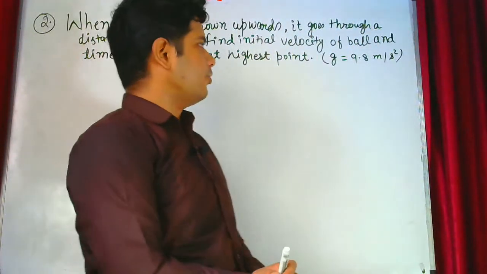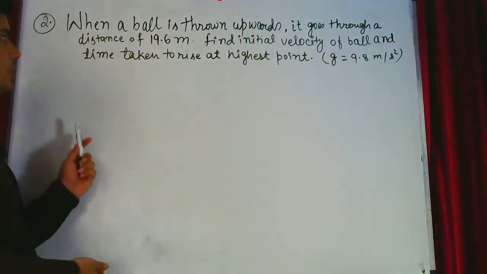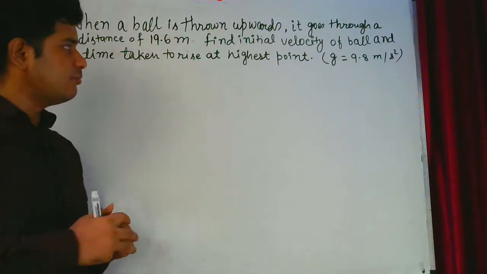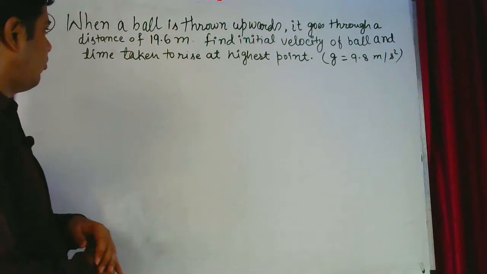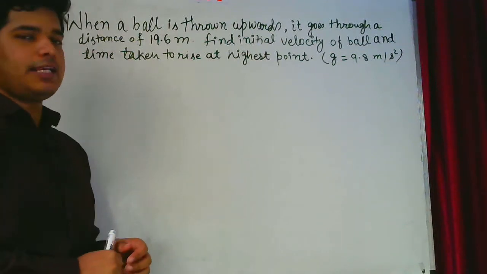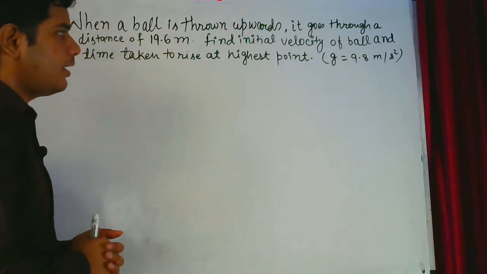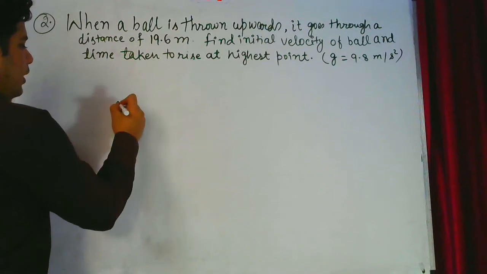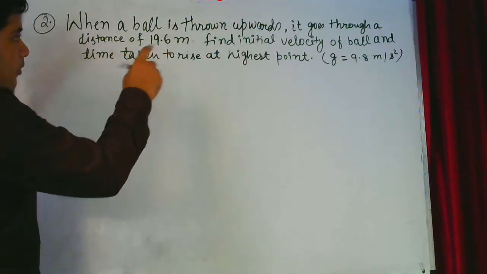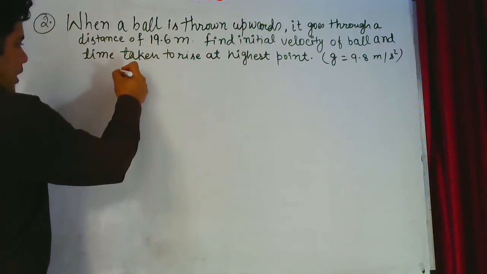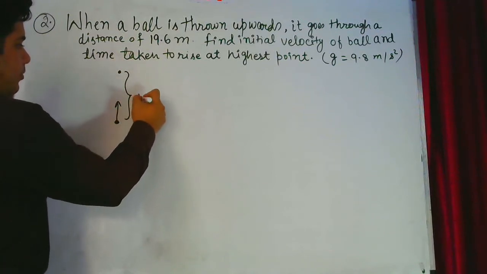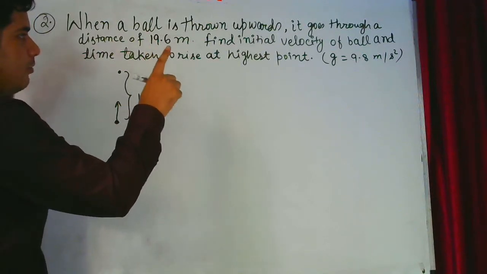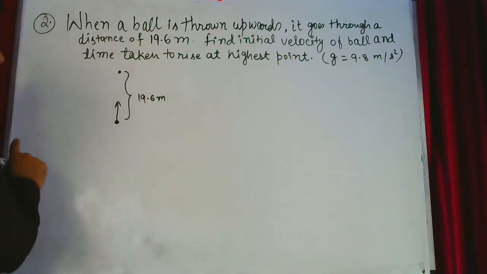Hello everyone. Now the question is: when a ball is thrown upwards, it goes through a distance of 19.6 meters. Find the initial velocity of the ball and the time taken to rise to its highest point. Now let's realize what the situation is. Suppose this is a ball and I have thrown it upward. It goes a distance, suppose this is the highest point, then this distance becomes 19.6 meters. Find the initial velocity of the ball and the time taken to rise.